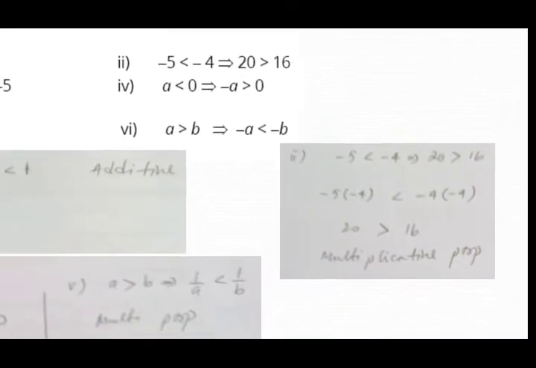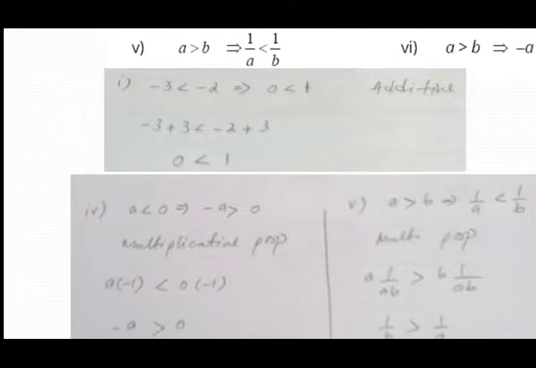In part 2, minus 5 less than minus 4 becomes 20 greater than 16. We multiply by minus 4 on both sides. In the last session we studied the property: if we multiply an inequality by a negative number, its sign changes. The less side becomes greater.